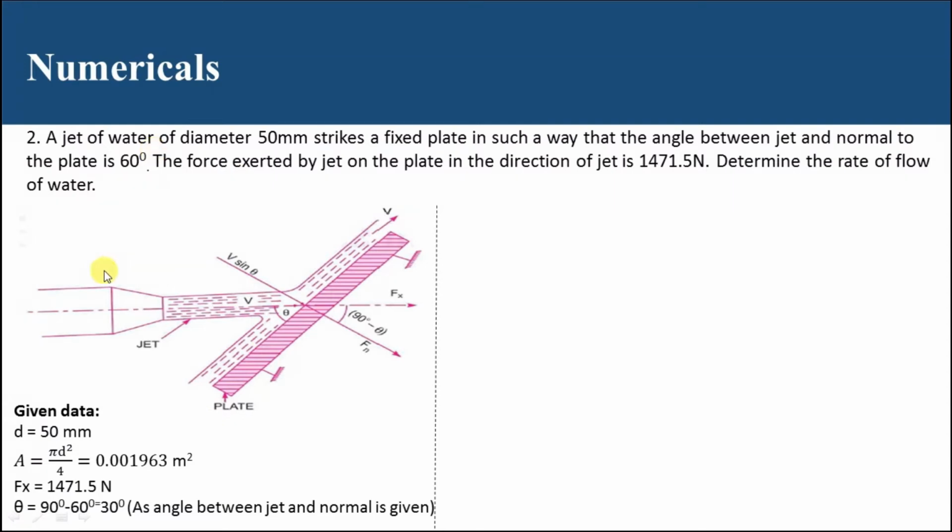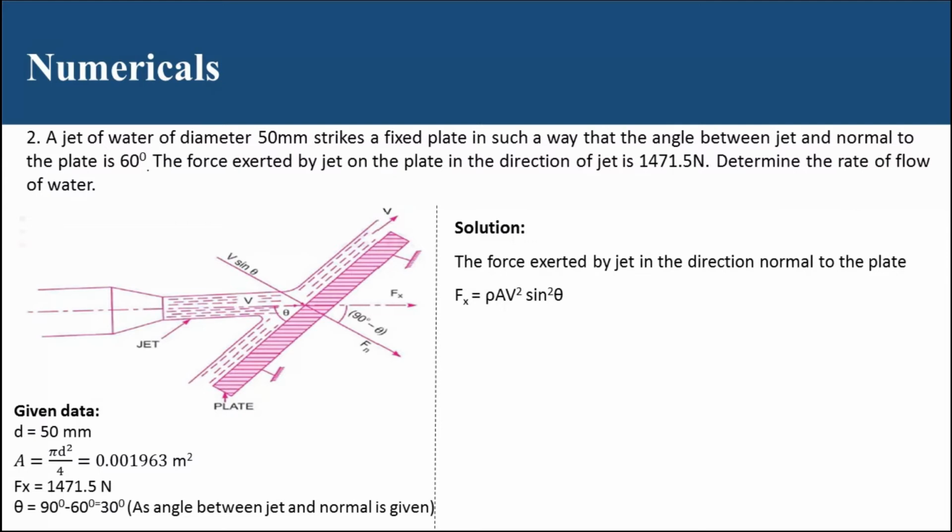So theta has become 90 minus 60. So it has become 30 degree. Remember, in this case theta is not 60 degree, theta is 90 minus theta. Now 60 degrees is 90 minus theta, so theta is 30 degree. Okay, so we'll solve this problem.